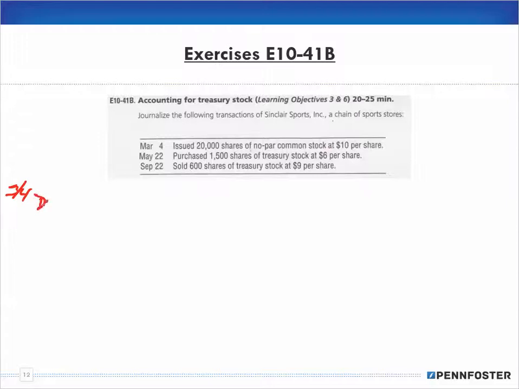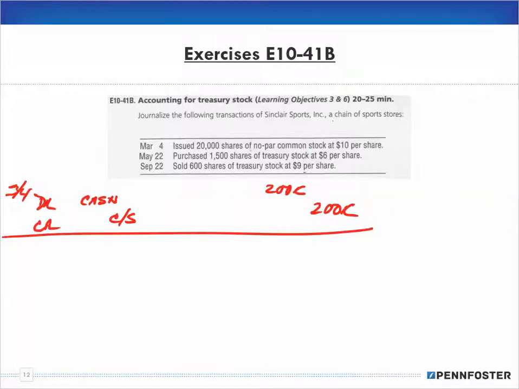We're getting cash for the stock, so we're going to debit cash, and it's 20,000 shares at $10 a share. So 20,000 times 10 is 200,000. And we'll credit, what are we getting? Common stock for 200,000. It was just that simple, because we're issuing the shares of common stock.